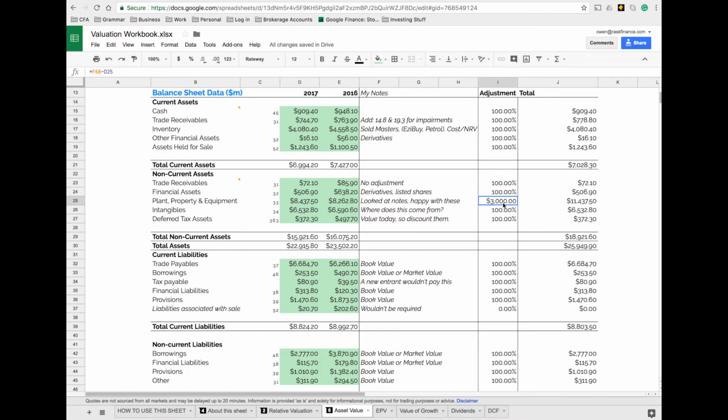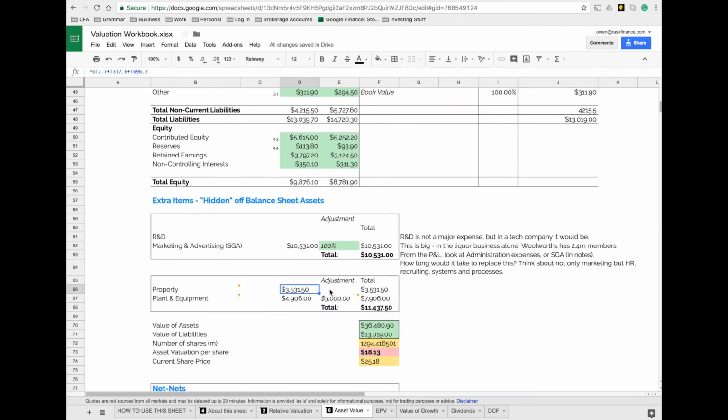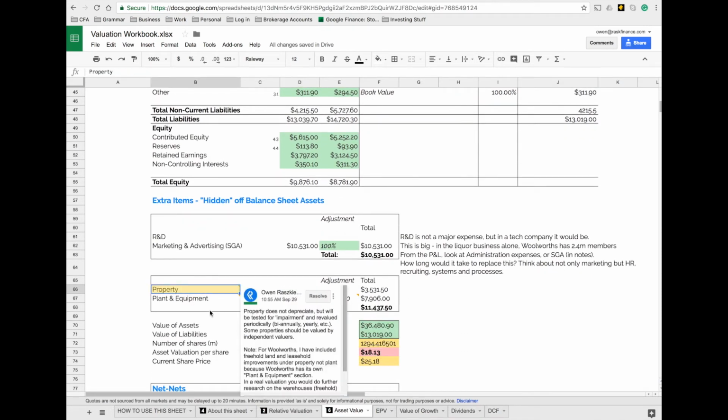Basically, you'll have to add an amount into this column to adjust for the fact that Woolworths may not be showing the realistic value that it would take to reproduce those assets. So if we go down here quickly, you'll notice that I've done a little table here, and I've said that property does not depreciate, but will be tested for impairment and revalued periodically. So this is important to note. Property does not depreciate over time, but property actually increases over time. So independent valuers will come along and value Woolworths' property periodically, and then it'll be shown in the balance sheet.